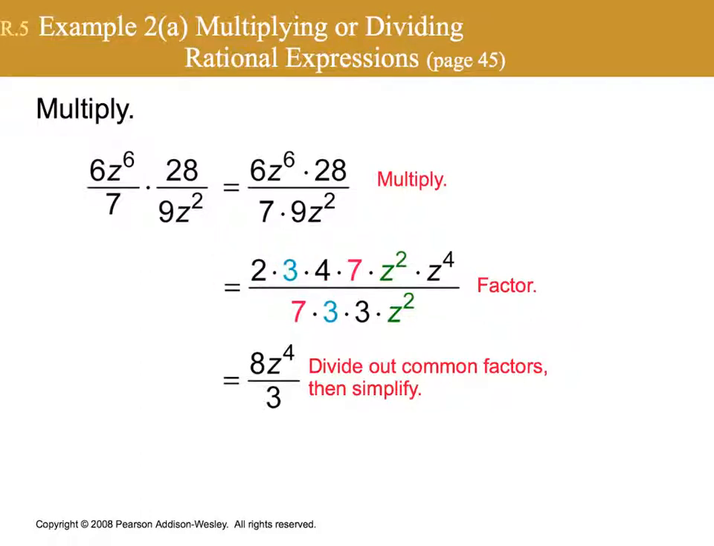leaving us then with the other values. 2 for z to the 4th, or 2 times 4, which is 8, times z to the 4th. In the denominator, we have a 3. So we get 8z to the 4th divided by 3.